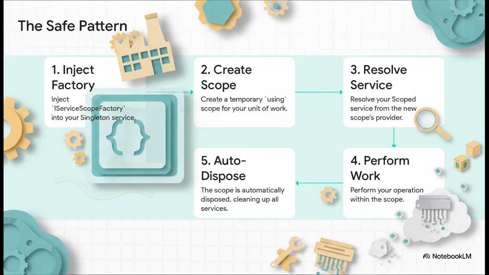And this leads us to what we call the safe pattern. It's a really simple 5-step process. 1. Inject the IServiceScopeFactory into your singleton. 2. For whatever chunk of work you need to do, create a new scope inside a using block. 3. From that new scope, ask for the scoped service you need. 4. Do your work. And 5. When the using block finishes, the scope is automatically destroyed and it takes all of its services with it. No leaks, no captives, just clean, safe code.